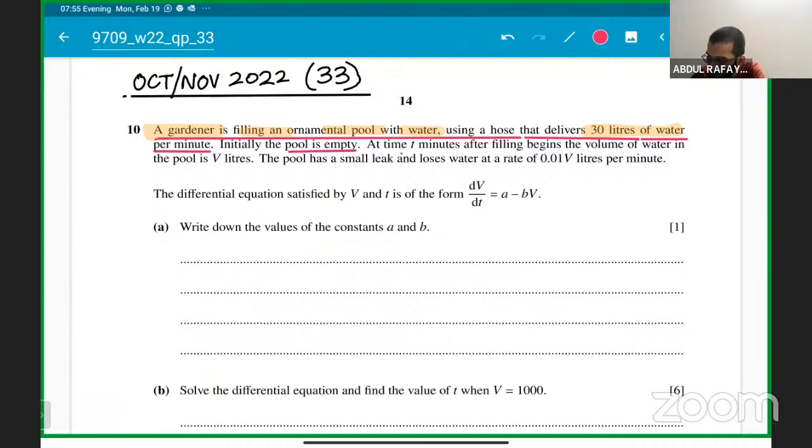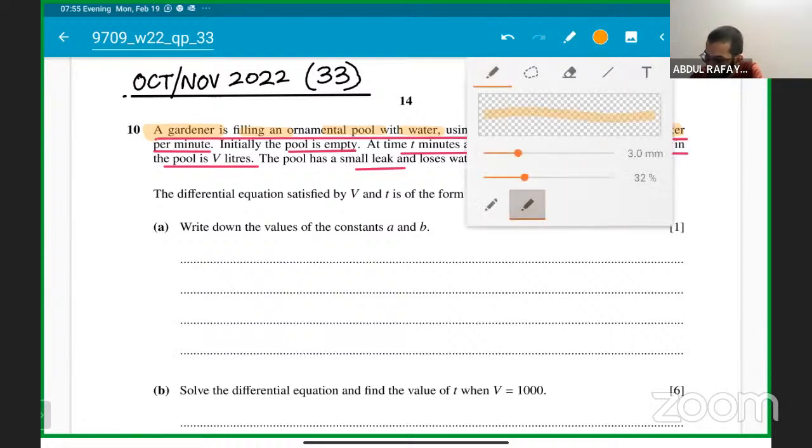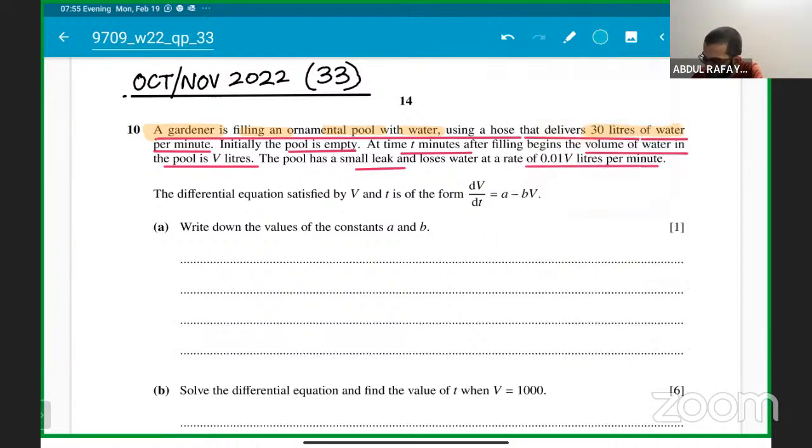Initially, the pool is empty. At time t minutes after filling begins, the volume of water in the pool is V liters. The pool has a small leak and loses water at a rate of 0.01V liters per minute. The differential equation is given to us. We just have to put the values in it for 1 mark.